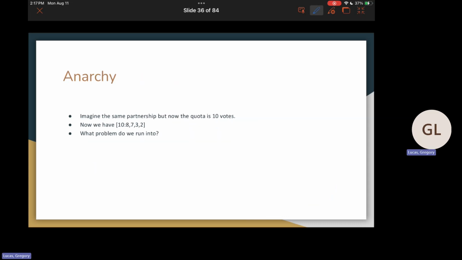All right. So this is called anarchy in a weighted voting system. So we have the same partnership, same business idea, and now we have 10 votes needed to pass. So I want you to think about this. What problem could we run into here? So pause it, take a second, think, write down what you think.